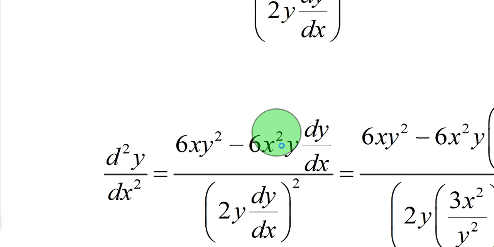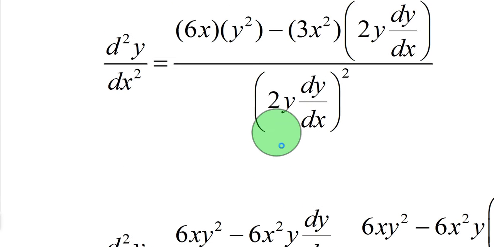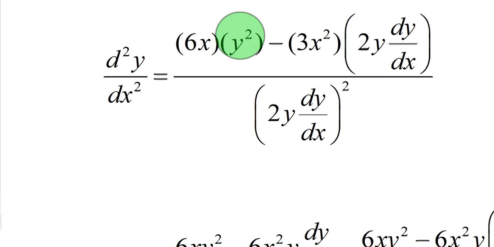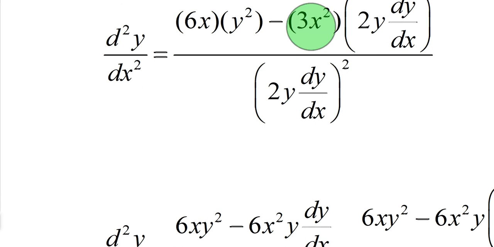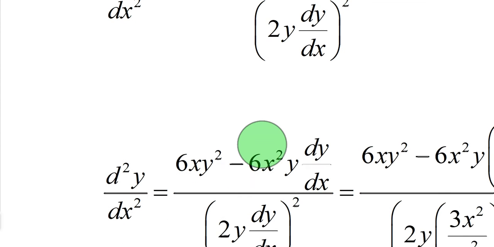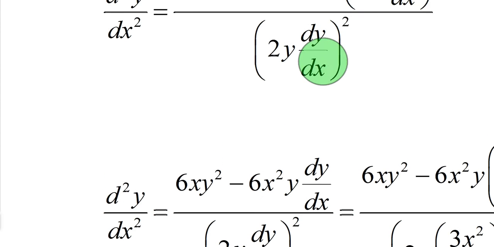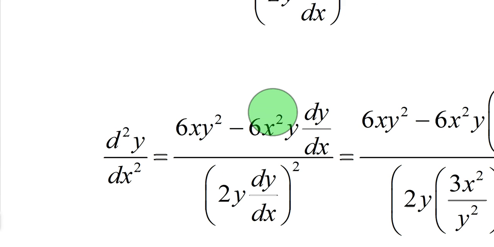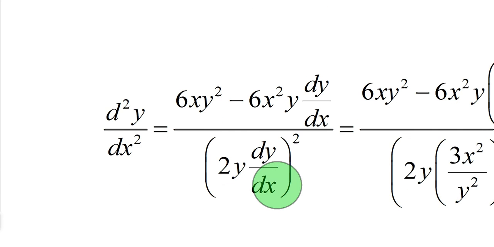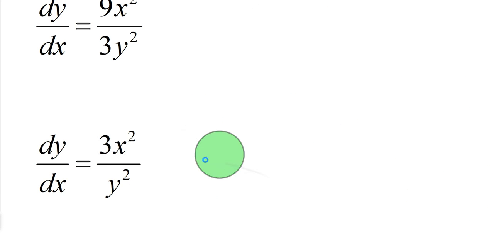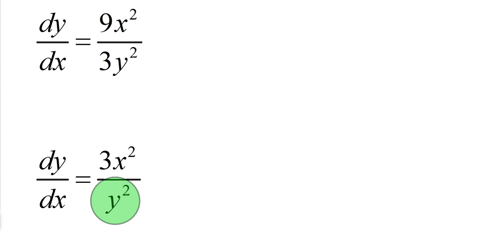Okay? So first of all, let's go ahead and simplify this. This is going to be 6xy squared. We'll turn to minus 6x squared y dy dx. In the bottom, I'm not going to simplify anything. I'm just going to leave it being squared. We need to replace this and substitute it. So what did we find dy dx to be? What was the first derivative? Let's go back and take a look. If you recall, we found dy dx to be 3x squared over y squared, our first derivative. So we're going to replace that in our second derivative equation and simplify.